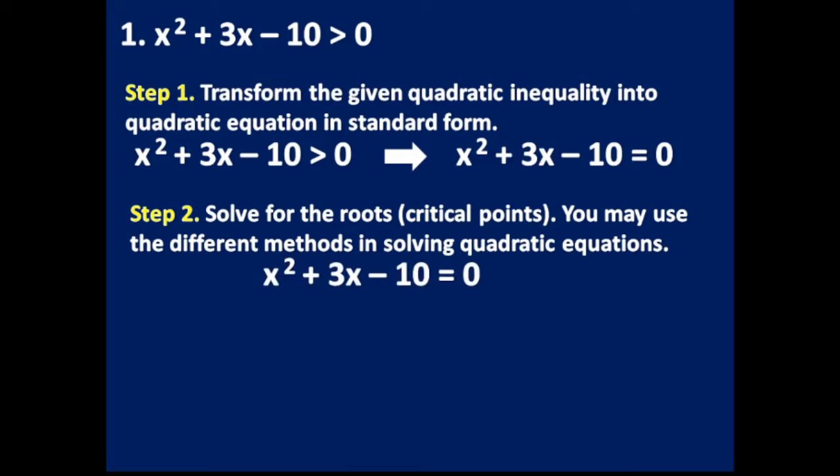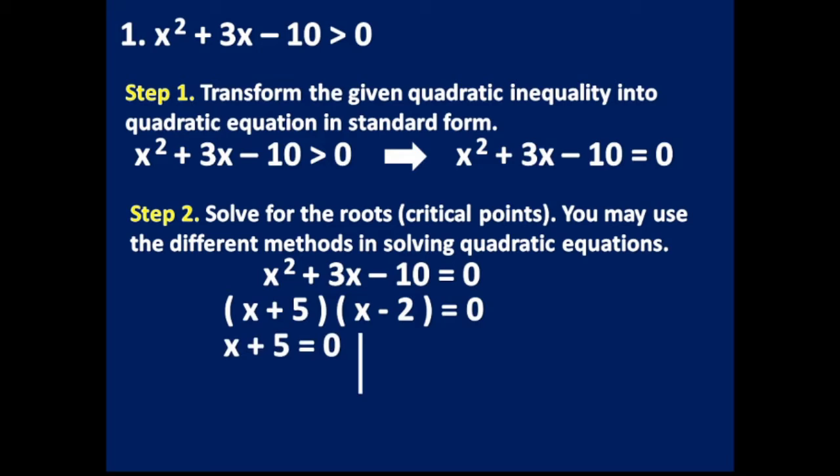The factors of the quadratic expression x squared plus 3x minus 10 are x plus 5 and x minus 2. So we have the quantity of x plus 5 times the quantity of x minus 2 is equal to 0. Then apply the zero product property. We have x plus 5 is equal to 0. We have x minus 2 is equal to 0. Solve for the values of x. x is equal to negative 5. x is equal to 2.